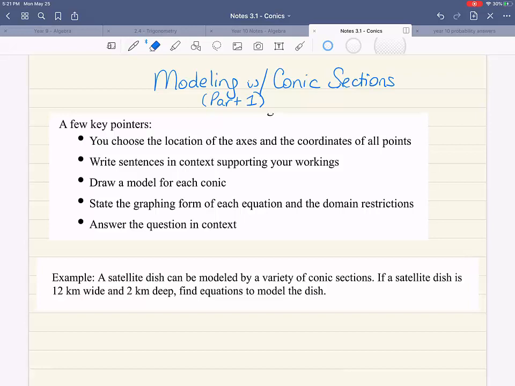And number 5 is to answer the question in context. Make sure you write those sentences because that's what gives you tick marks that gets you towards excellence.